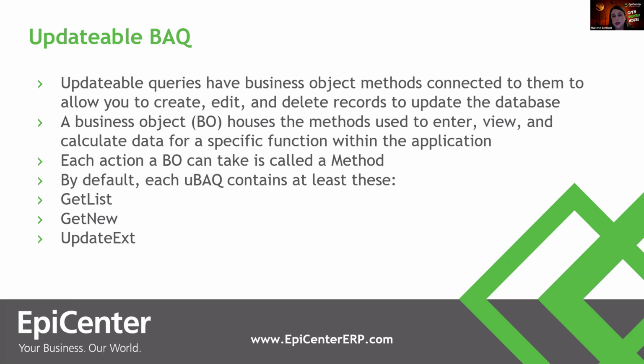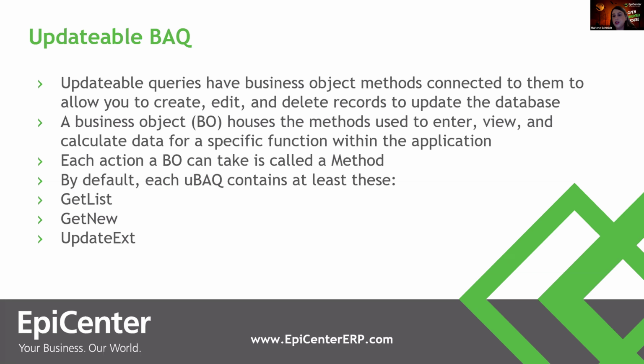So basically, a business object or a BO, which you will see a lot in the Epicor technical world, has a lot of methods that it uses to play with the data. Basically any action that a business object can take is called a method. So for example, we have the sales order business object, and our updatable BAQ is going to have get list, get new, or update ext.